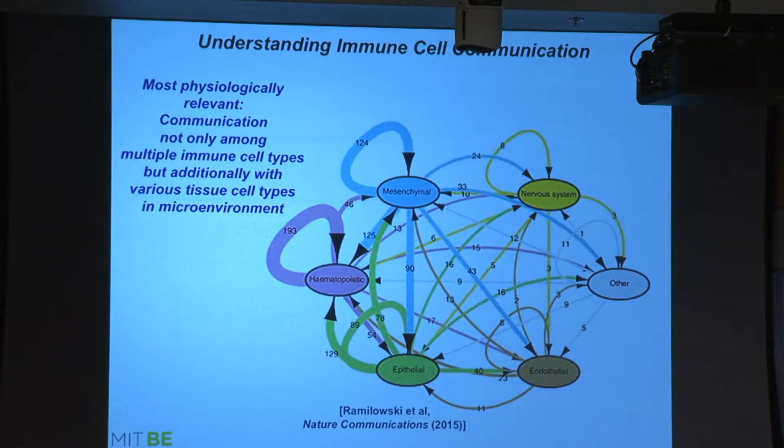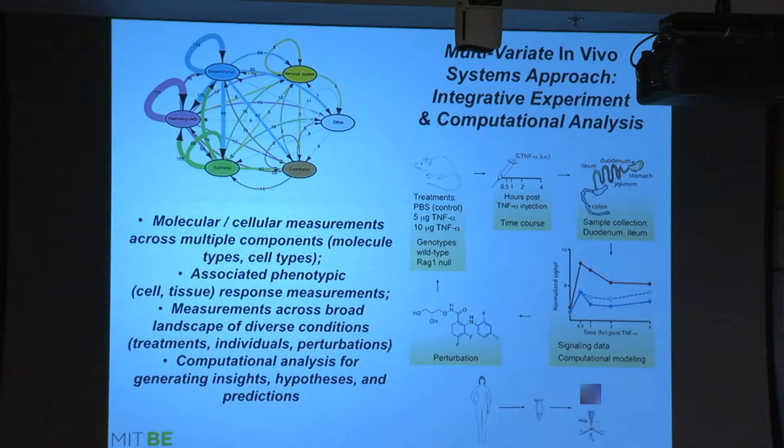So this really is the cell-cell communication network going on when you're talking about what an immune system is doing in a tissue. So how do we begin to interrogate that? Well, from an engineering background, what one realizes is you can't really start with theory that's going to predict everything. One starts with experiment and measurements. So you really have to interrogate the system experimentally with molecular and cellular measurements across multiple components, molecule types, cell types, associated phenotypic measurements, cellular and tissue, in order to figure out what's happening at the outcome level along with the underlying mechanism level.